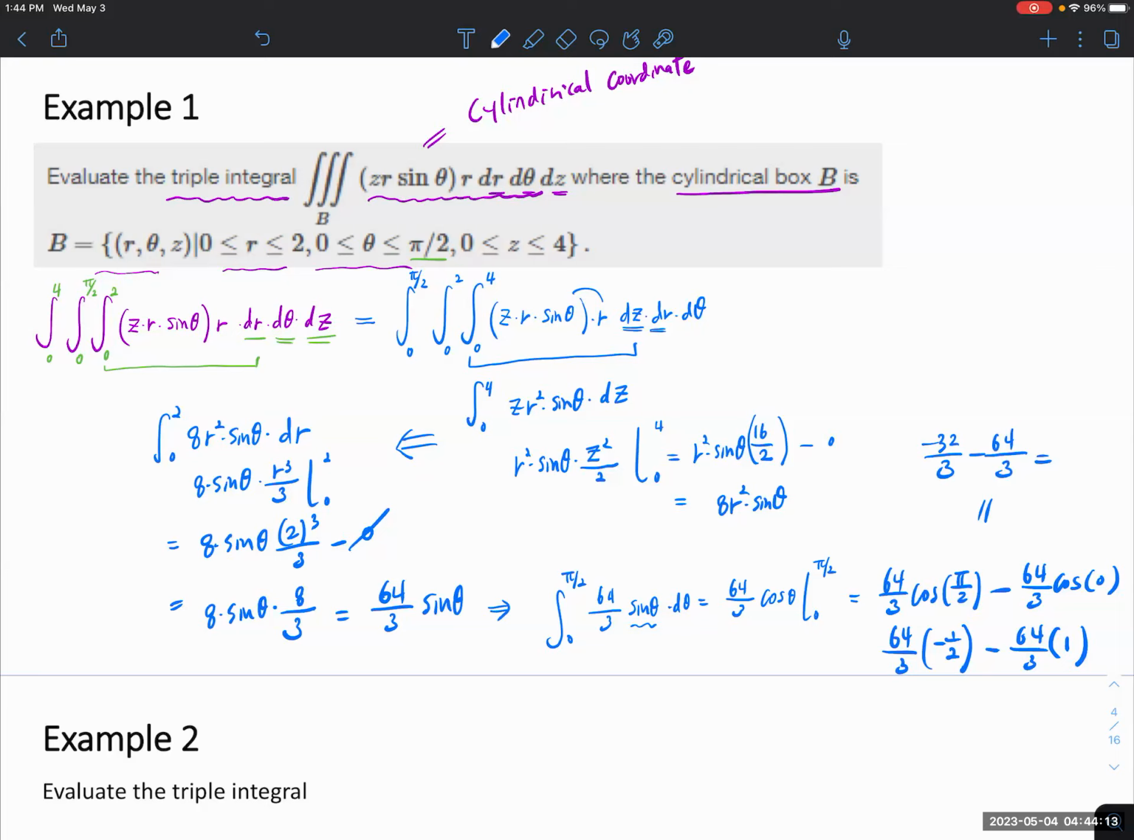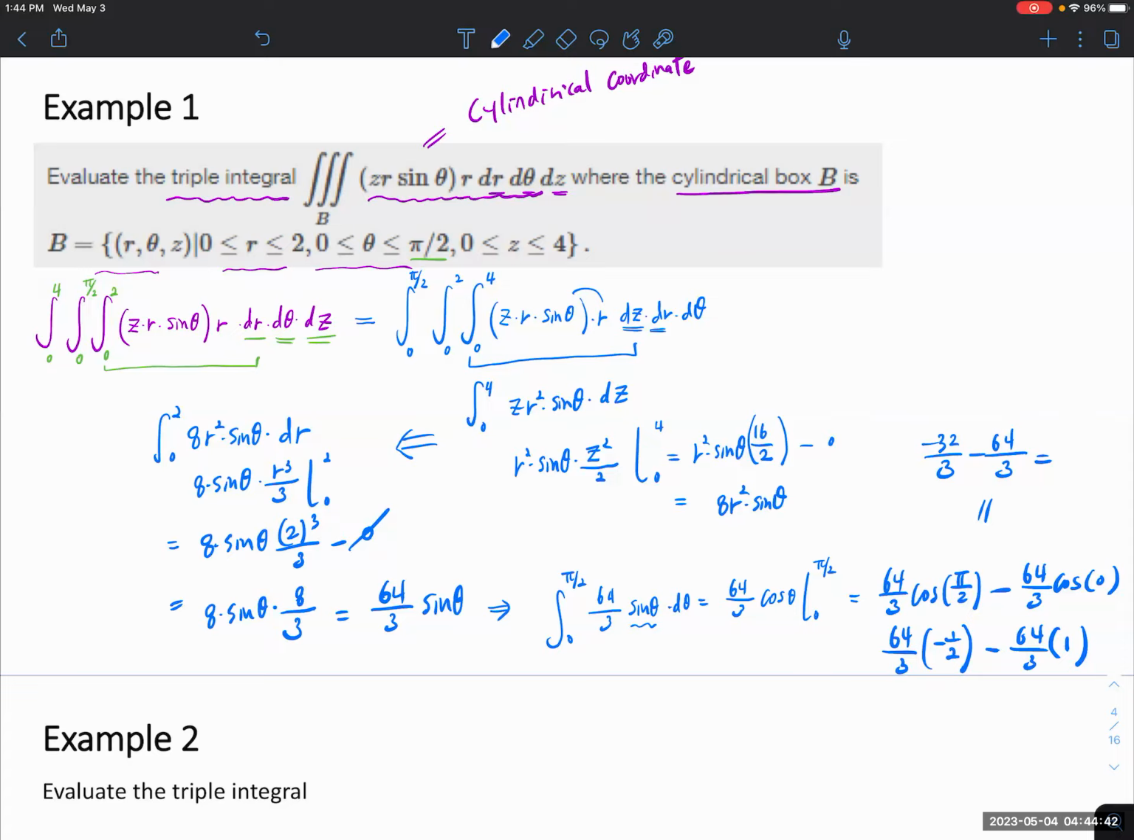So you can simplify that answer. If I calculate that information, let me double check. Cosine 0 is 1, 64 over 3, and then 64 over 3 times the cosine pi over 2. It's a negative 1 over 2. So I have a negative 32 over 3 minus. So what are you going to get?